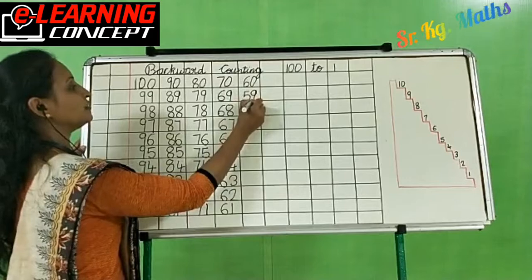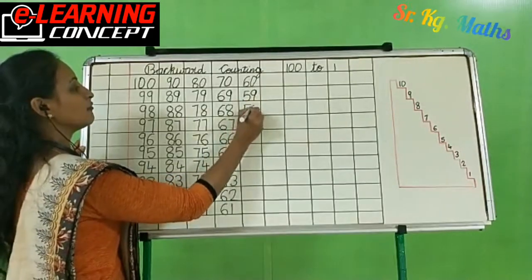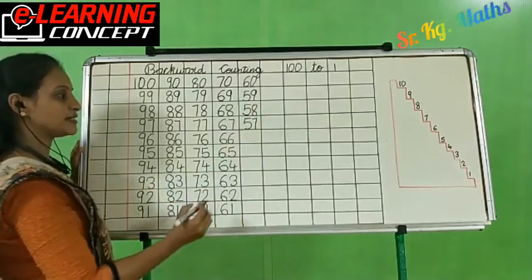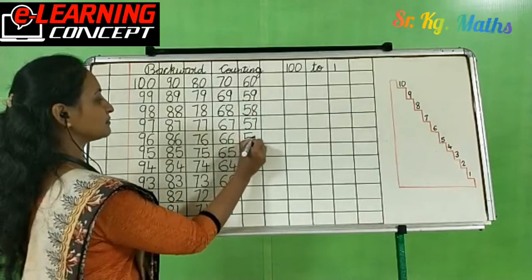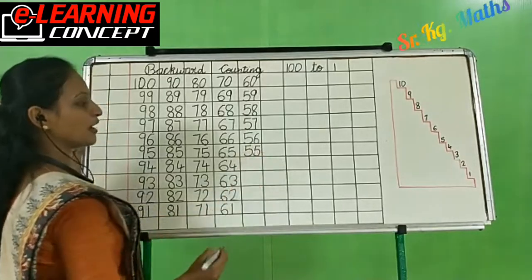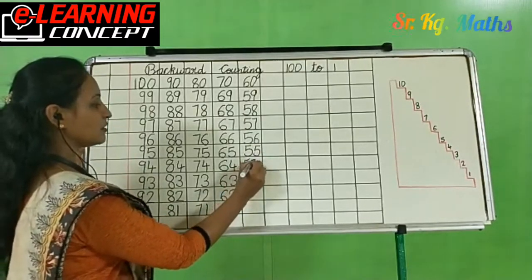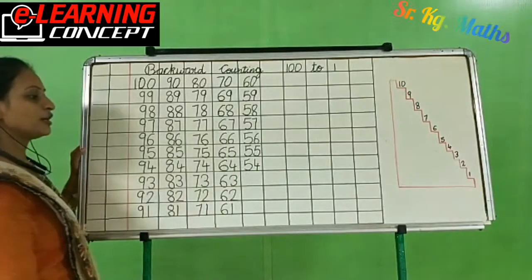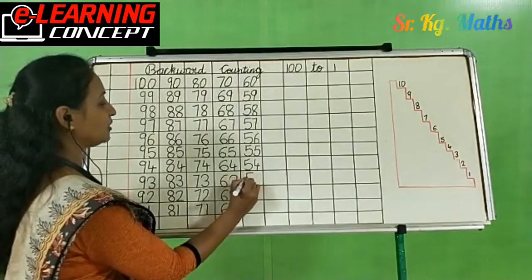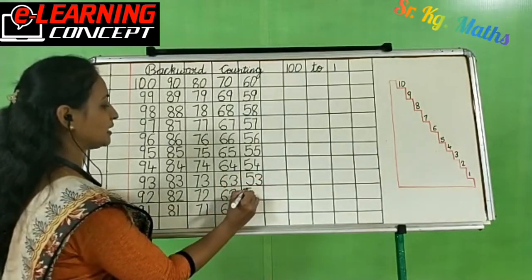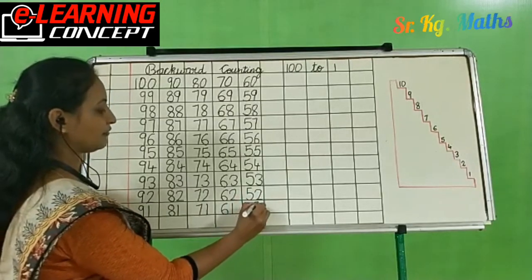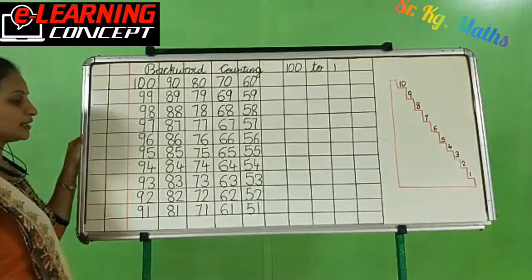Next 5, 9, 59. 5, 8, 58. 5, 7, 57. 5, 6, 56. 5, 5, 55. 5, 4, 54. Which number comes before 54? Yes. 5, 3, 53, 5, 2, 52, and 5, 1, 51.